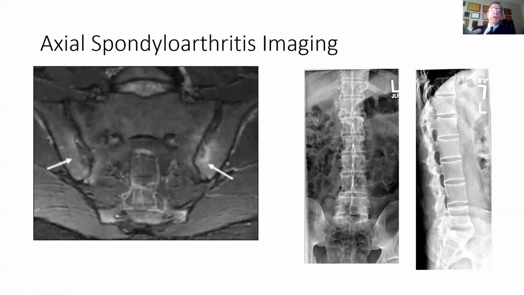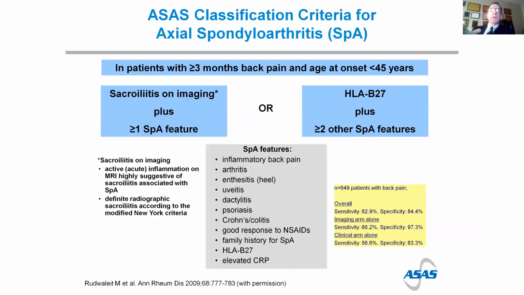More recently, however, MRI technology has come on, and that has helped us a great deal in making earlier diagnoses. And that led to the development of the ASAS, the Assessment of SpondyloArthritis International Society classification criteria for axial spondyloarthritis, which started with a patient with chronic back pain greater than 3 months and age at onset less than 45 years. And that age of onset less than 45 years is going to be very important as we deal with this topic later.